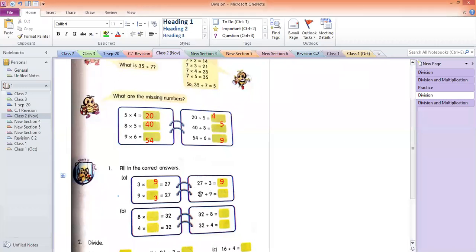3. Very good. The answer is 3. Both answers will be the same. 9 multiplied by 3 equals 27, so 27 divided by 9 also equals 3. Very good.